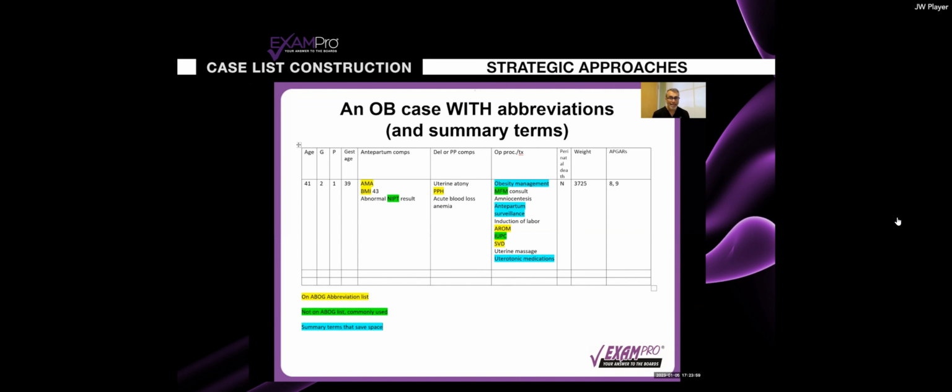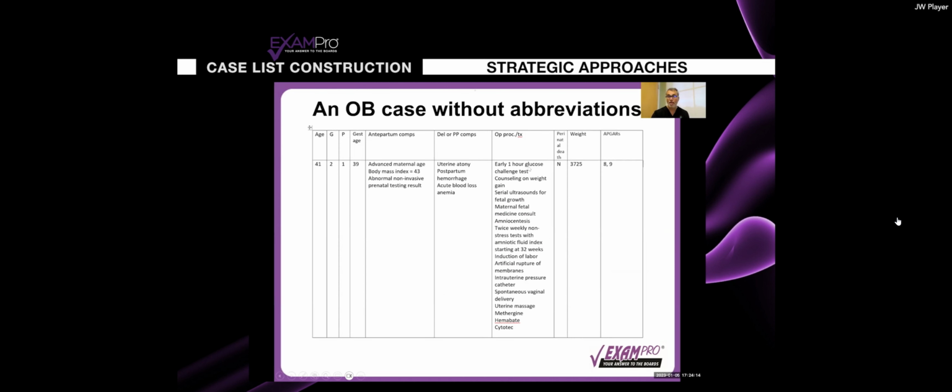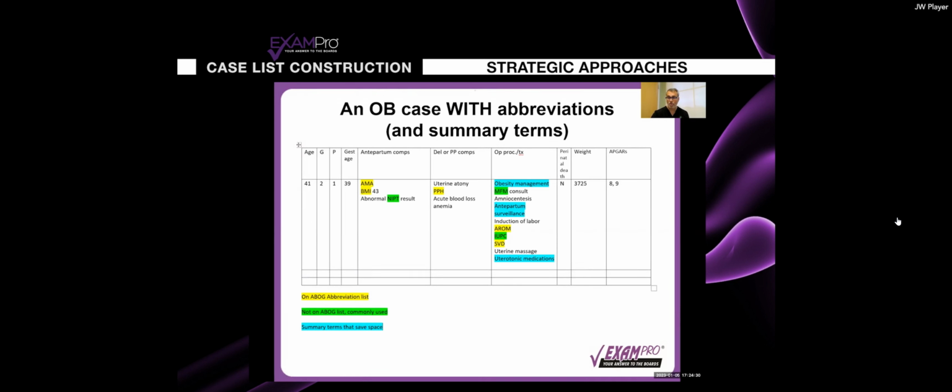You will also notice in this slide that I pointed out some what I call summary terms. Okay, so what I call summary terms are things like obesity management. And I'm going to go back to the previous slide, because in the previous slide, you can see that things that might be considered obesity management: early 1-hour glucose challenge test, counseling on weight gain, serial ultrasounds for fetal growth. They're listed individually. Now, part of the reason that I like summary terms is because they make it easier to convey information, so it's easier for the examiner to read. And they also set you up to be asked for more detail.